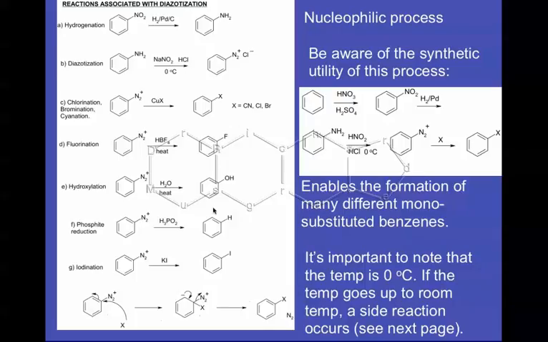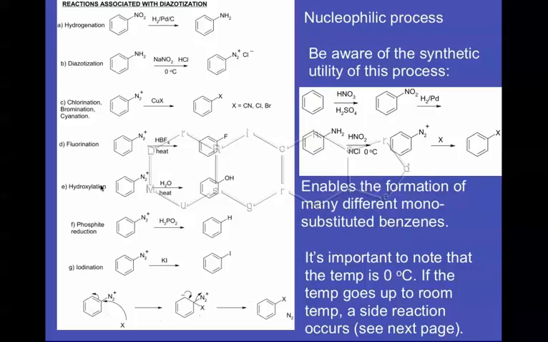So if we have some sort of species X minus, the X minus can be delivered via any of these kinds of compounds here. You'll notice that we have metals connected to X, where X is CN, Cl, Br, so that makes them CN minus, Cl minus, Br minus. We have a metalloid here connected to fluorine, which makes that an F minus. We've got water, which is going to be a source of OH minus. We've got H3PO2, or hypophosphorous acid, which is a source of H minus. And we've got KI, which is going to be a source of I minus.